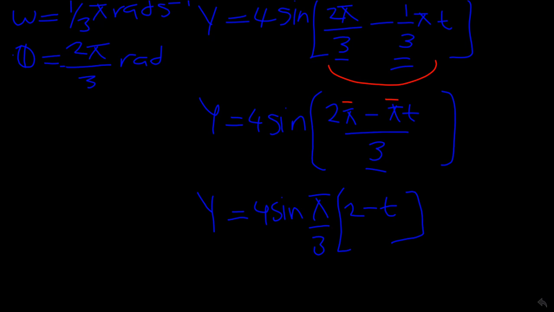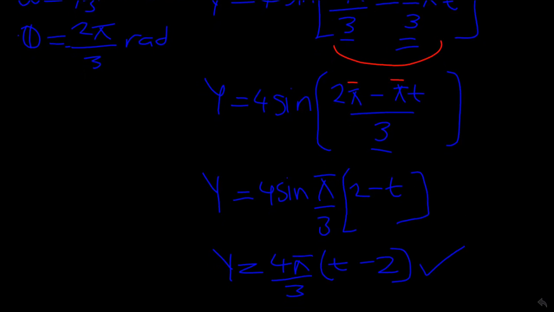Now I want you to note something. They might also give you the answer as y equals 4 sine pi over 3 open bracket t minus 2. The t comes first before 2. t minus 2. Both answers are correct. If you are given this, it is correct, and if you're given this, it is also correct.